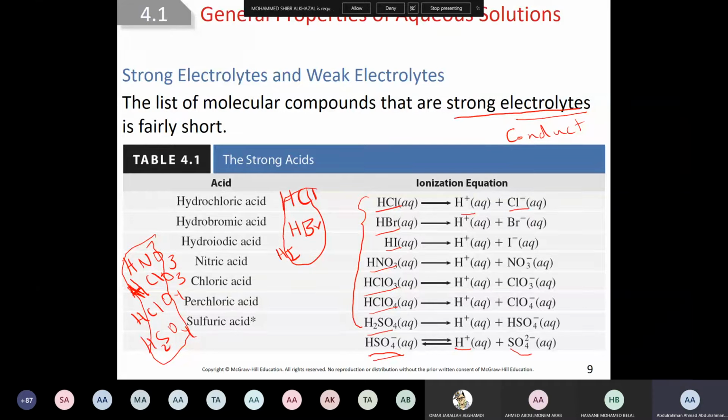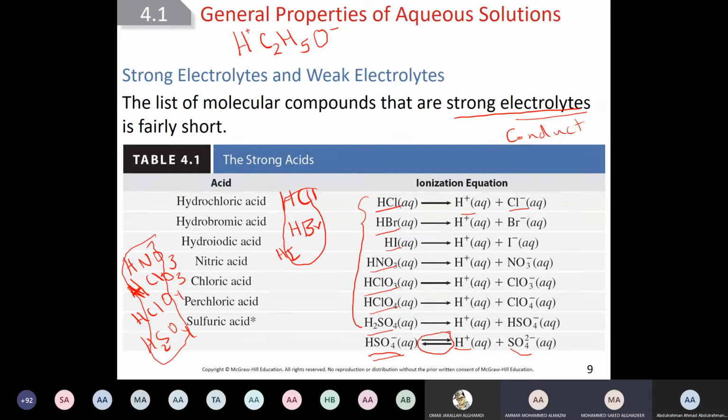Other than these, even HSO4 minus is a weak electrolyte. Whenever you draw two arrows, this means it is a weak electrolyte. I want you to know another acid, which I told you last time, and I'm going to repeat it. Doctor, which of them is the strongest? All of them are strong. All of them decompose completely in water. Okay. All right.